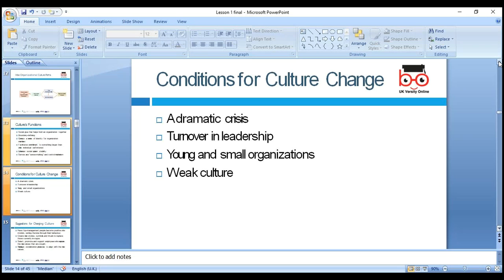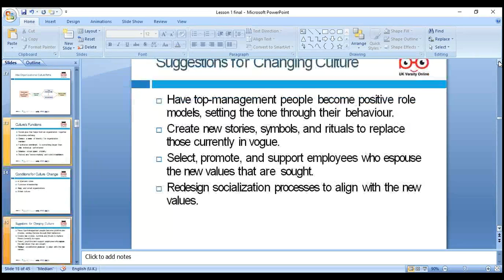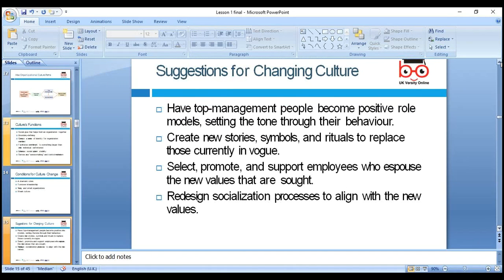We need to change. Whenever in leadership, you need to change. In a young and small organization culture, if you want to develop a more transparent culture, you need to be transparent from the top to bottom, step by step. So my suggestion for changing culture: have top management people become positive role models for the organization. Their behavior creates new stories.